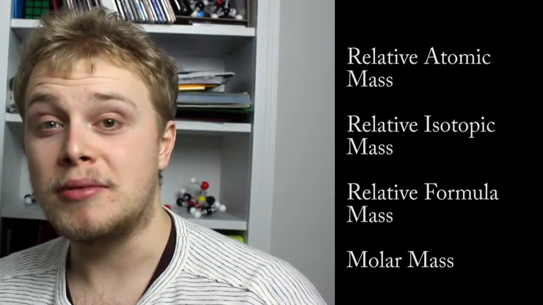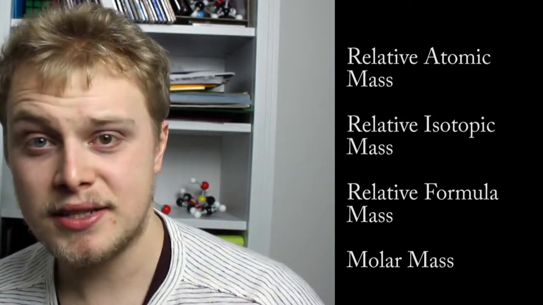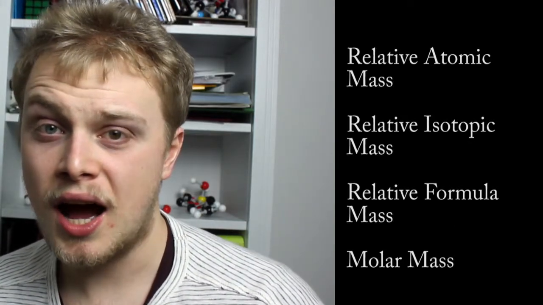Okay, to understand how mass influences how we calculate the amount of a substance in moles, we need to understand 4 different variables. Now the term mass is included in the names of all 4 of these different variables. However, the meaning of the term mass varies depending on which variable you are talking about. These 4 variables are relative atomic mass, relative isotopic mass, relative formula mass, and molar mass. Let's consider relative atomic mass and relative isotopic mass first.